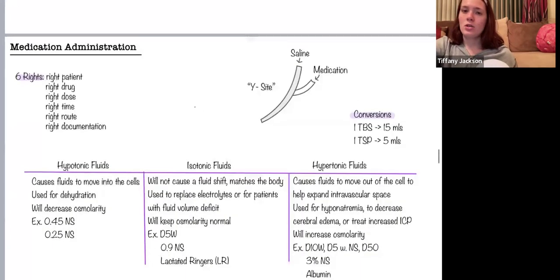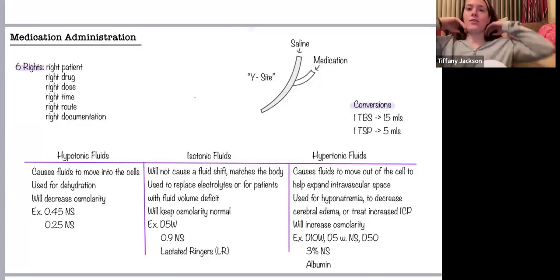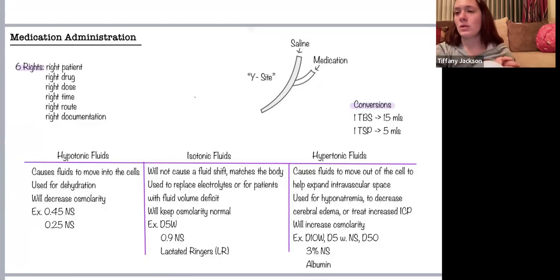Up next, we're going to talk about medication administration. It's very important we always follow the 6 rights of medication. We have the right patient, right drug, right dose, right time, right route, and finally the right documentation. Also important to know our conversions. The most common ones are going to be how to take tablespoons and convert that to mLs. So 1 tablespoon is 15 mLs and 1 teaspoon is 5 mLs. There are 3 teaspoons in 1 tablespoon.